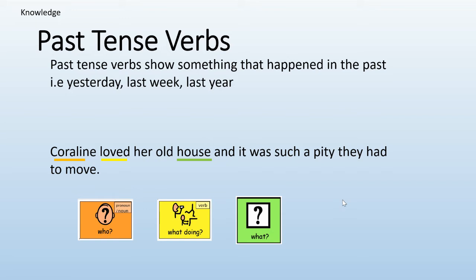Past tense verbs show something that happened in the past. Example, yesterday, last week, last year. Coraline loved her old house and it was such a pity they had to move. So here the past tense verb is loved. How do we know that? We know because she's talking about something in the past and also because it ends in an ed.